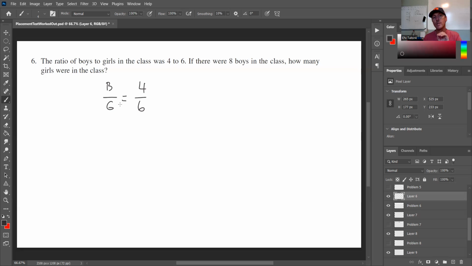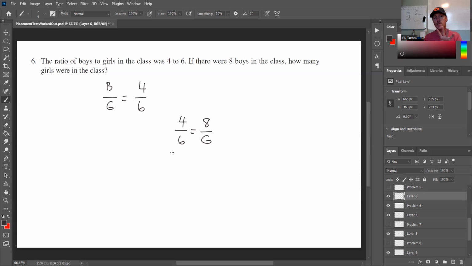Now, what we're told is that that's the ratio, but there aren't actually 4 boys, there are actually 8 boys in the class. Okay, so what we're actually told then is our ratio of 4 to 6 for this particular class is actually equal to 8 boys, and we don't know the number of girls, some unknown number of girls. Okay, so we're going to put G there as our variable that represents the number of girls that we have.